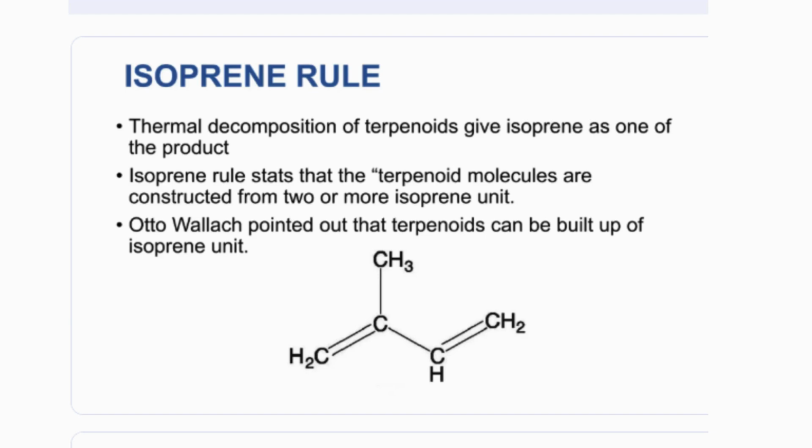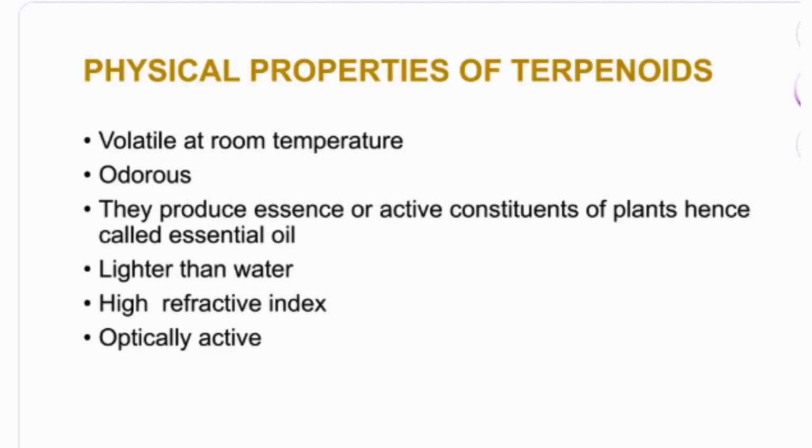Isoprene rule: basically, the thermal decomposition of terpenoids gives isoprene as one of the products. So the isoprene rule states that terpenoid molecules are constructed from two or more isoprene units. Ruzicka pointed out that the terpenoids can be built up of isoprene units.